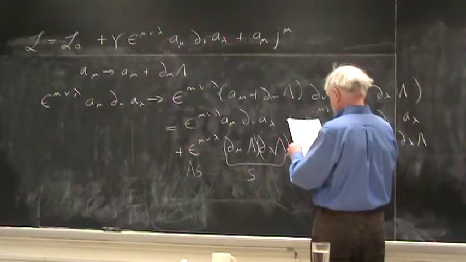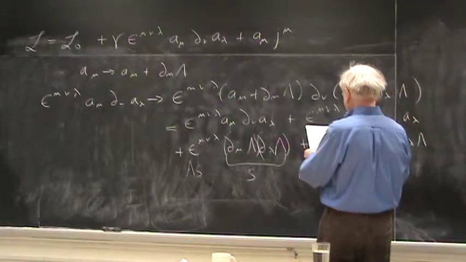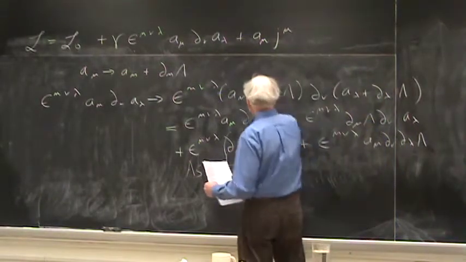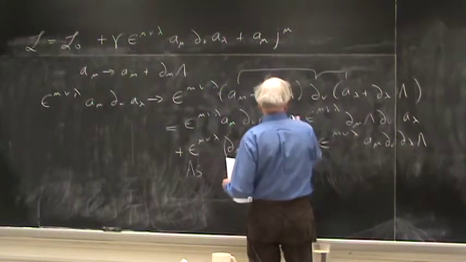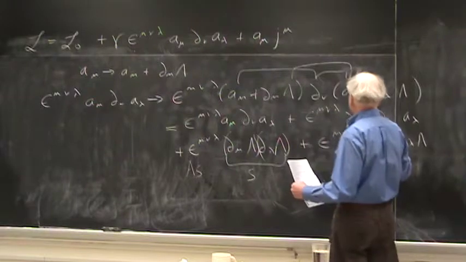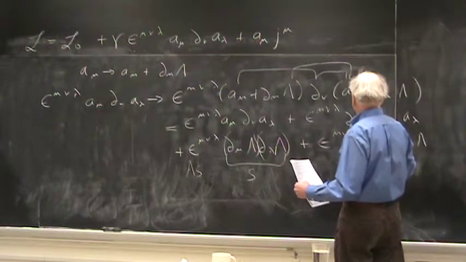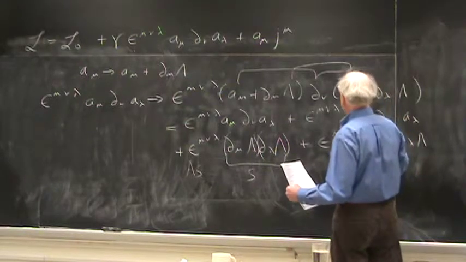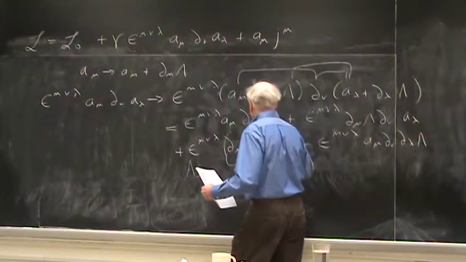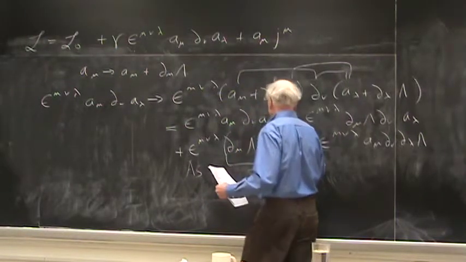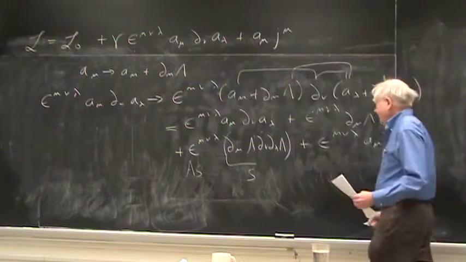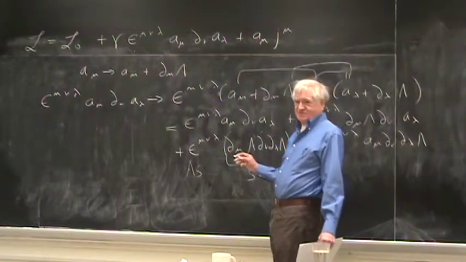Okay, there are so many terms here. Let me try to get this straight again. So the first term is this one. The next term is that one. And then the one with two lambdas, you're right, has an extra d nu in it: d nu, d lambda, lambda. And then this one's okay. All right, but it's even more symmetric, zero than it was before.